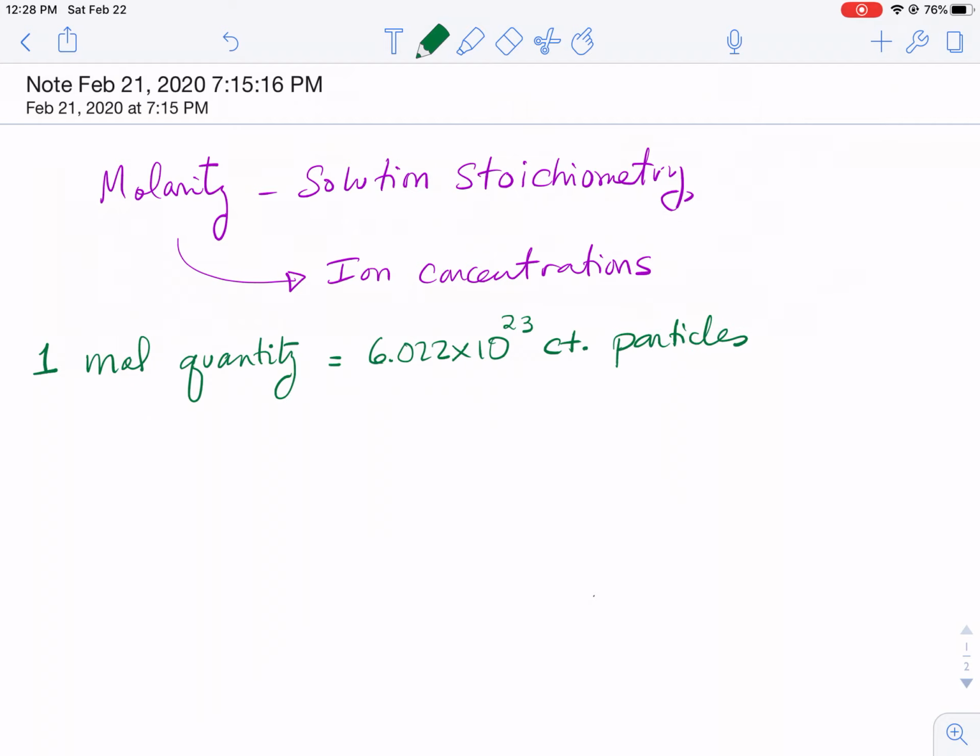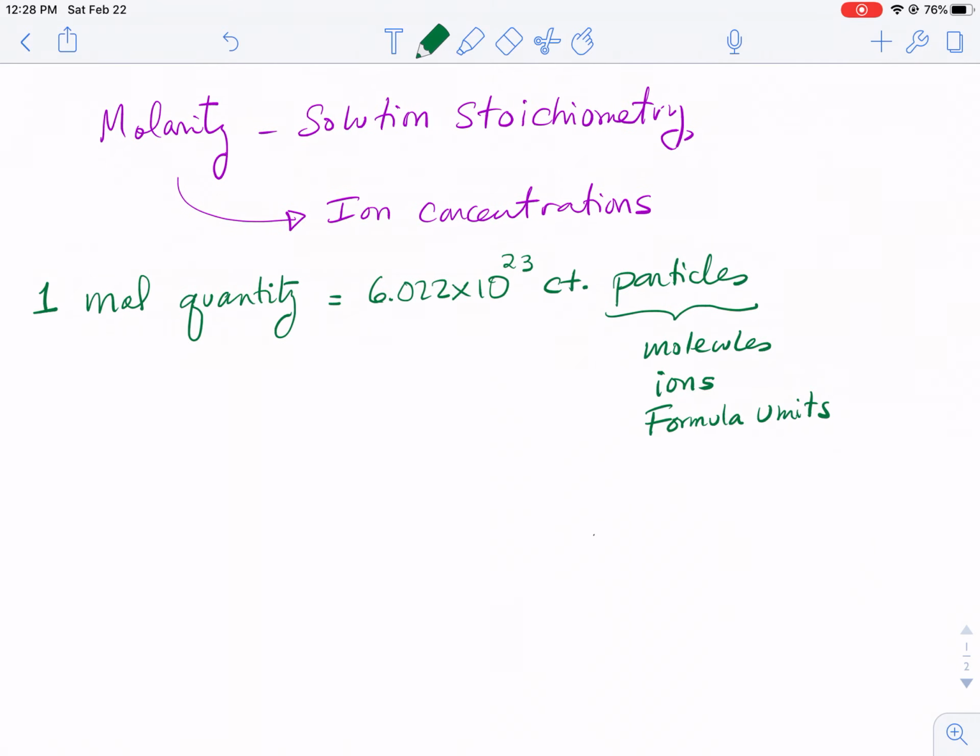Now, the definition of particles is either molecules or ions or formula units. Formula units refer to ionic compounds. Ions, of course, refer to ions, and molecules refer to covalently bonded compounds. And you can also use the mole concept for atoms as well, individual atomic particles as well.